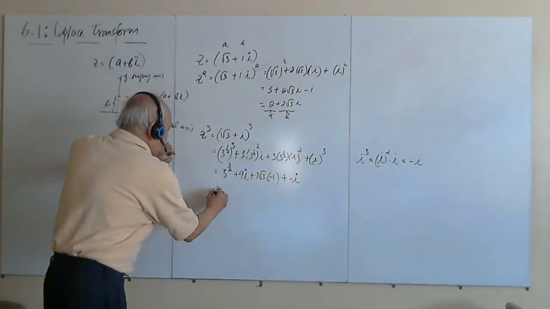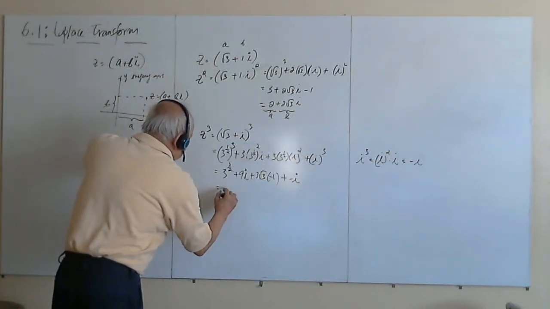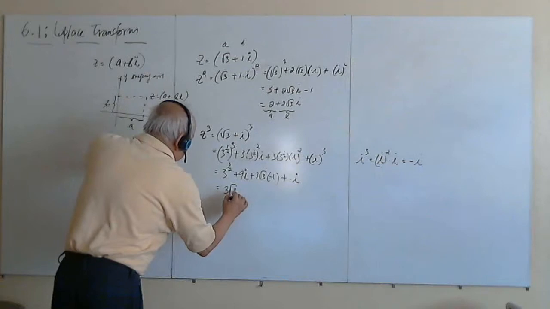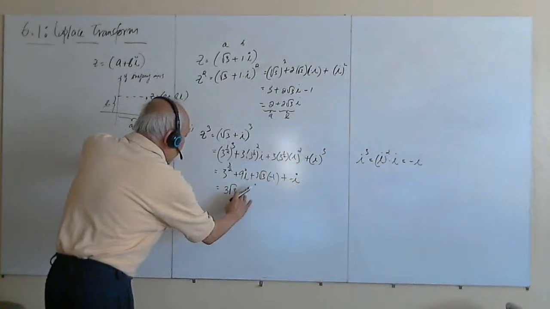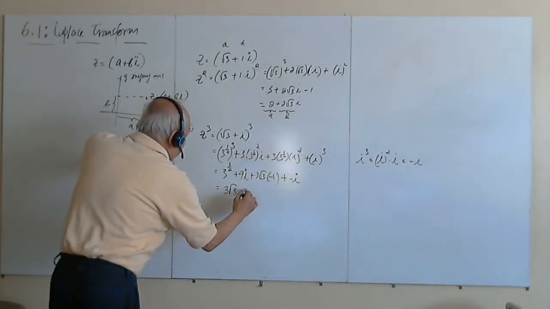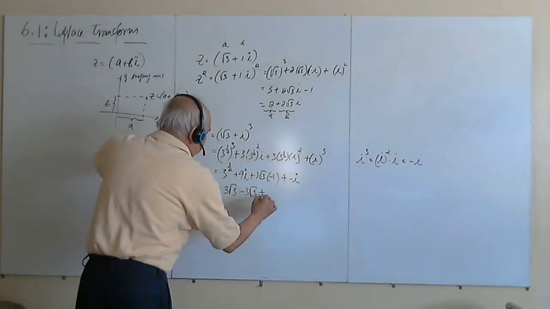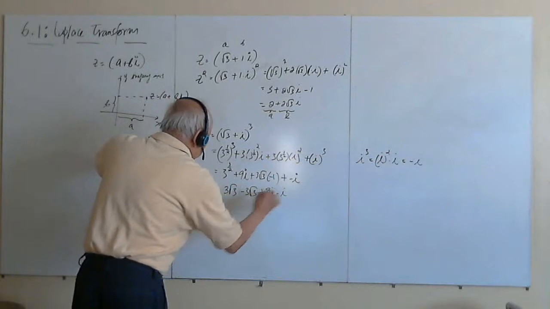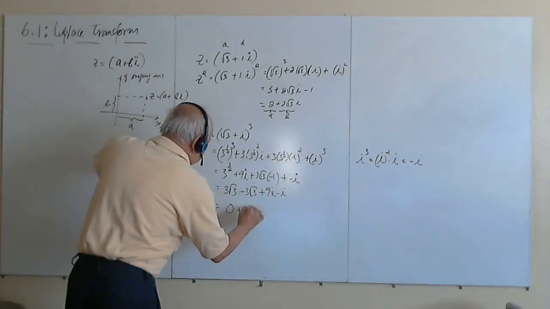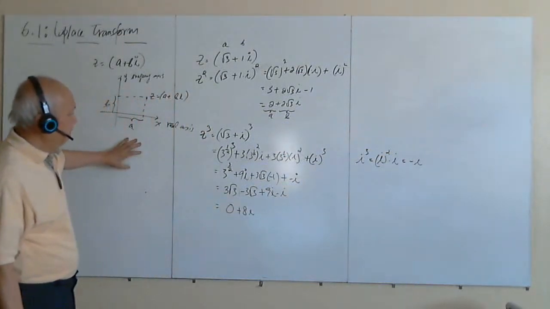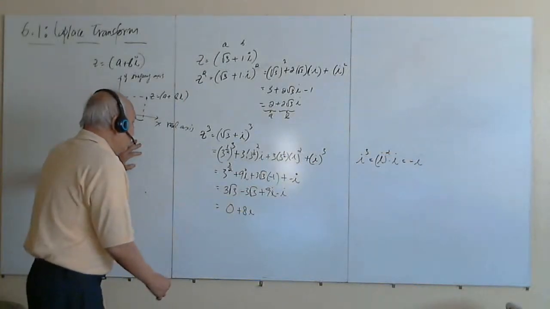So eventually here, what we got is 3 square root of 3, plus, so this one is minus 3 square root of 3, and then plus 9i minus i. So it's going to be equal to 0 plus 8i. Did you see it? Makes sense?